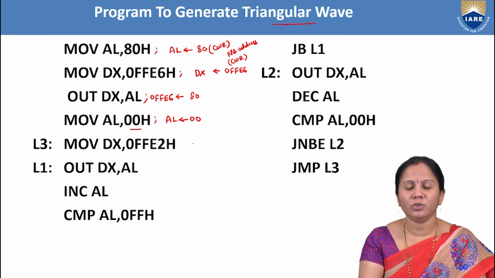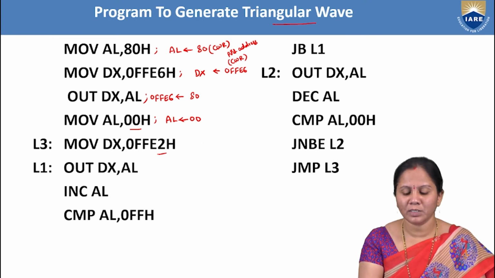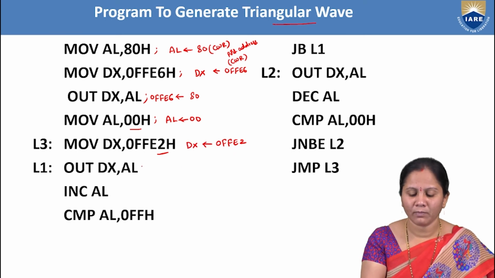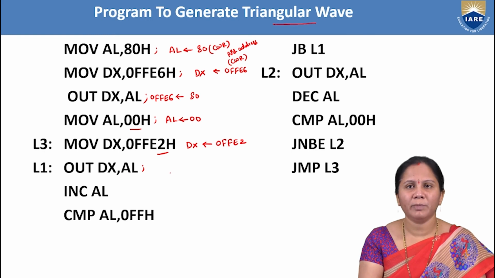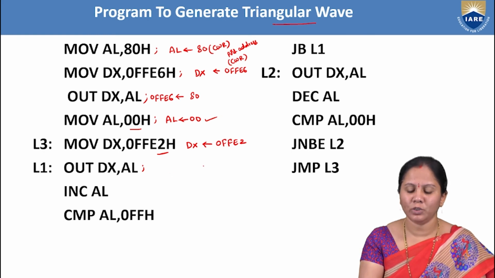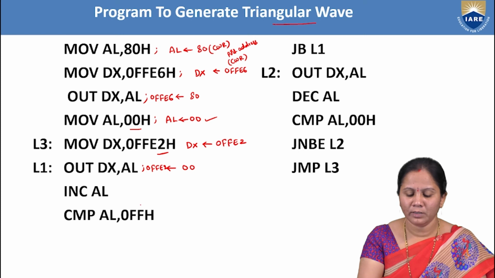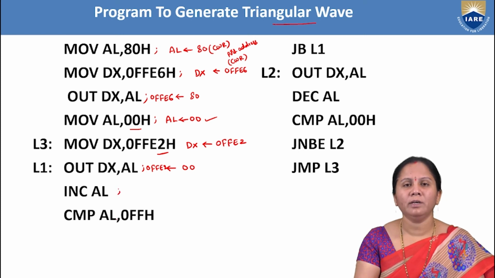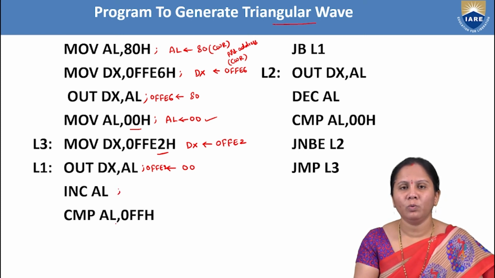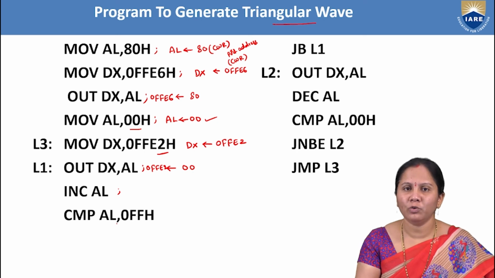And MOV DX, 0FFE2. So here the port address is related to port B. 0FFE2 will be moved into the DX register. And OUT DX, AL. So here the AL value is 00, so the value 00 will be moved into the port address 0FFE2.